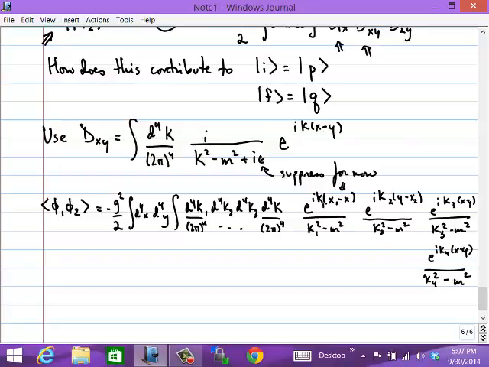Okay? So now what we'd like to do is use this to compute a contribution to the S matrix element, where you have one particle with momentum q in your final state, a particle with momentum p in your initial state. And what do you get?